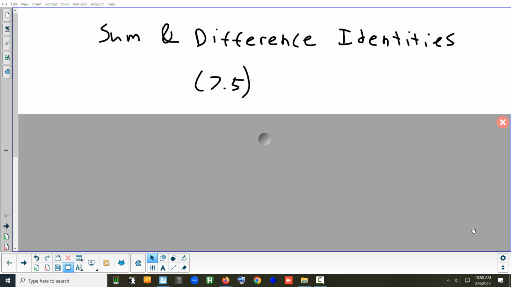All right, so 7.5 part 1 is on what we call Sum Difference Identities. We might end up finishing all of 7.5 today because I really want to spend more time on 7.6. And I'm going to cut some material out of 7.5, so if you did look at a lesson from last year, it's not going to match up exactly with this year.